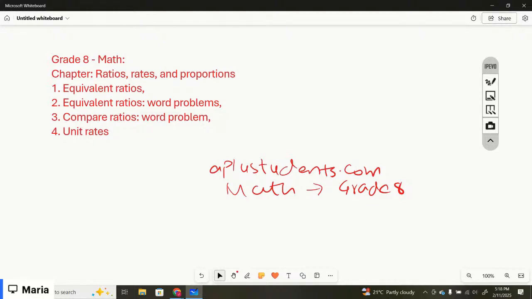We're going to start with the chapter ratio, rates and proportions. The lessons we're going to cover today are equivalent ratios, word problems, and compare ratios. So please make sure you have your notebook and pencil so that you can note down the important examples and definitions as well.